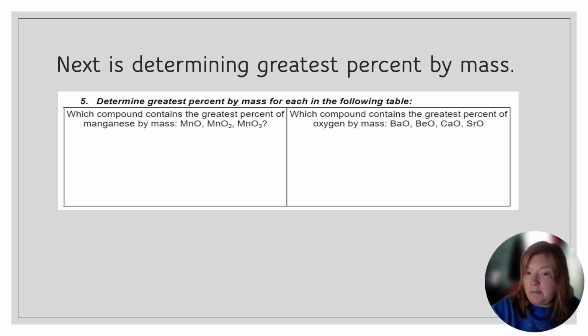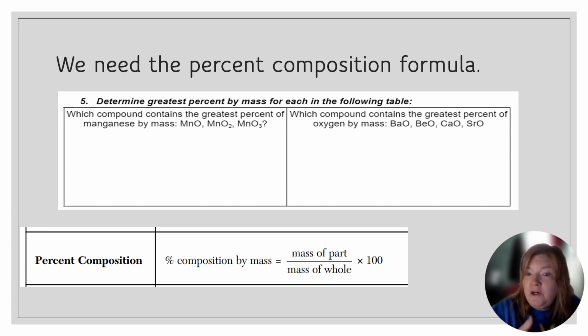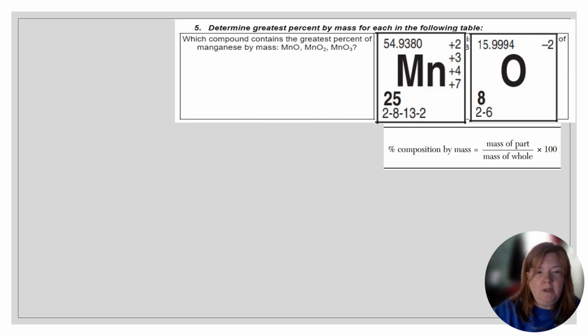So this is conceptual, and you don't actually have to do all the math typically. I mean, you can, but that's just more work. So we could use the percent composition formula and find the percent composition for each of them, but I'm going to show you a short way to go through this. All right, are you ready? This is the one that I'm going to look at, and it says, which compound contains the greatest percent of manganese by mass?